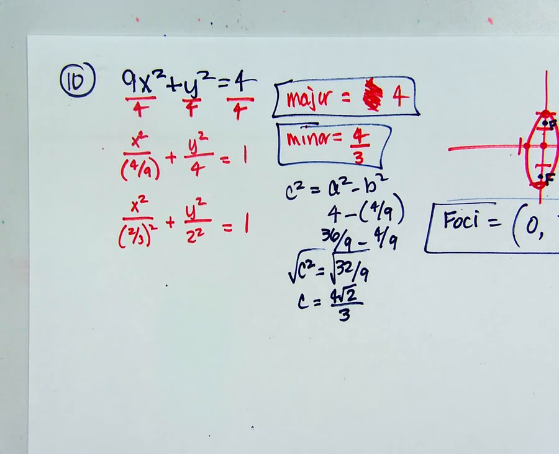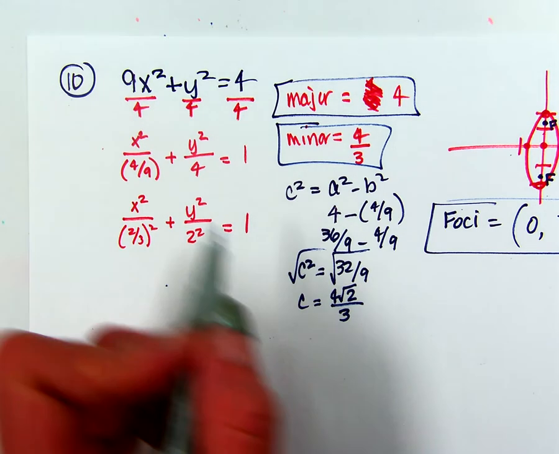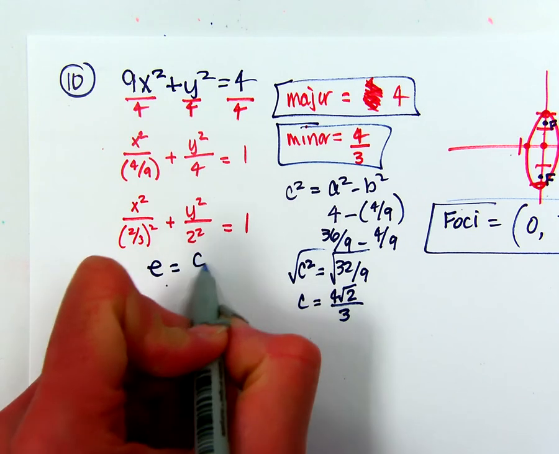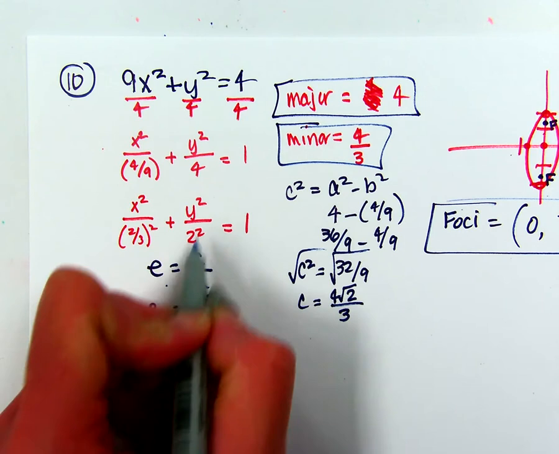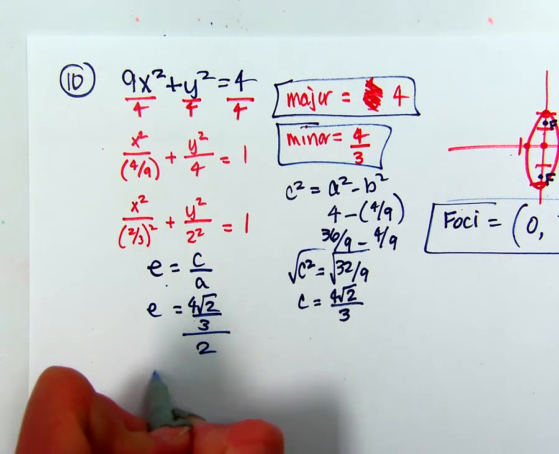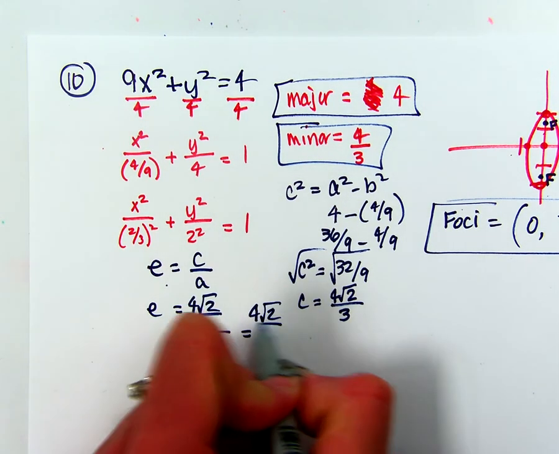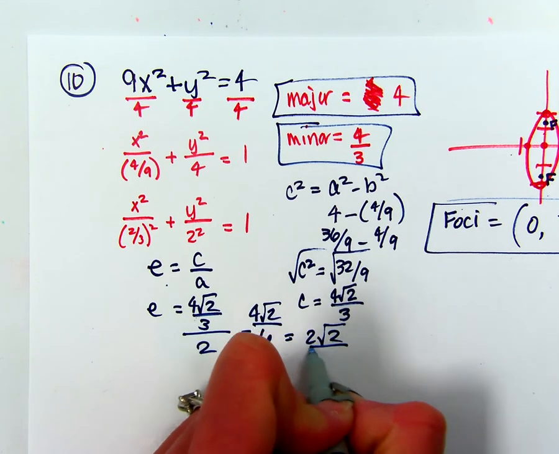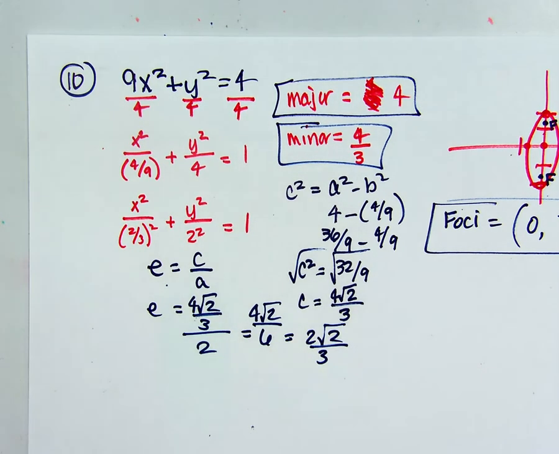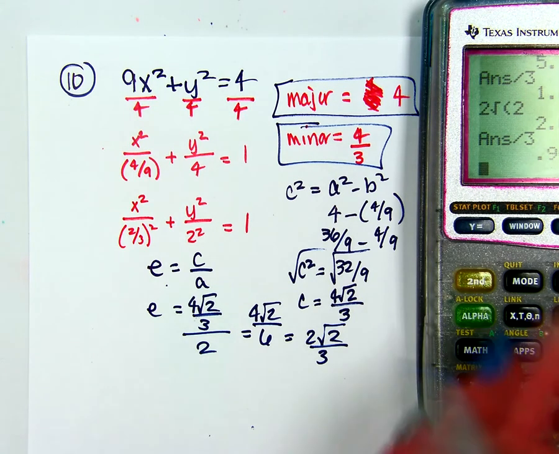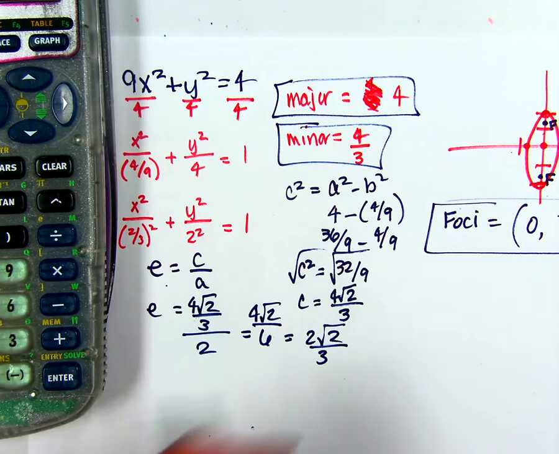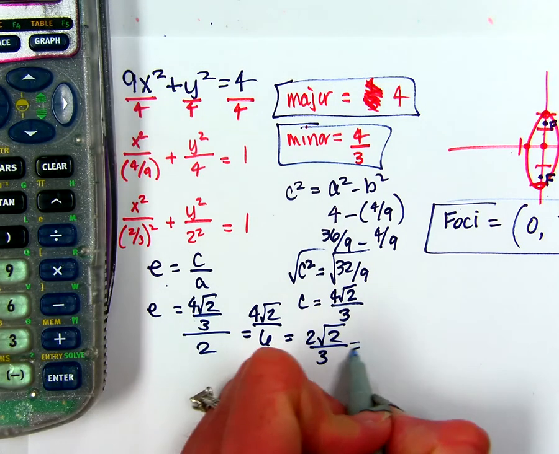I believe that's all we need to find. So major, minor, foci, oh, eccentricity. I keep forgetting about that one. All right, so that is c over a. So c is 4 root 2 over 3, and a is 2. So really I have 4 root 2 over 6, which is 2 root 2 over 3. And then if I just double check, that's 0.94. So it's a long and skinny ellipse.